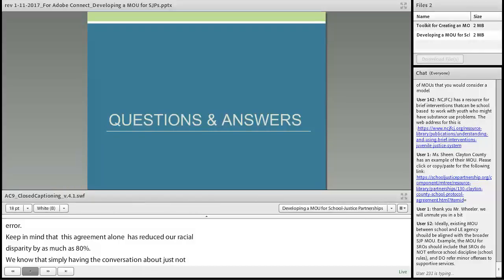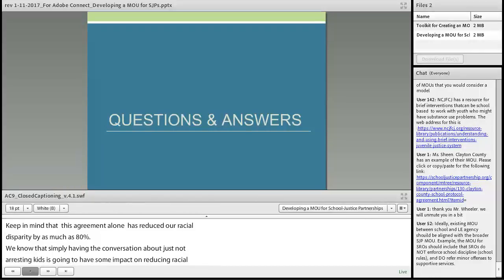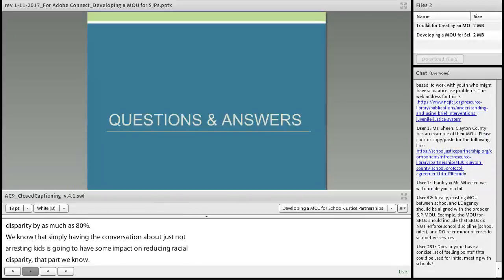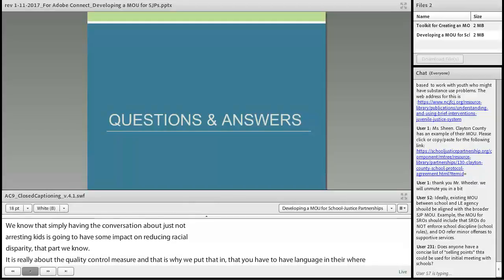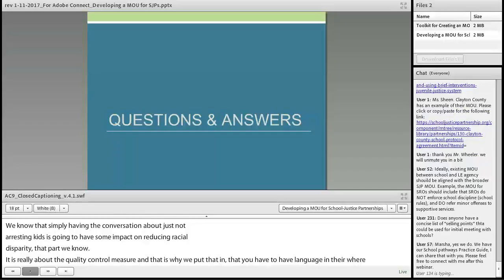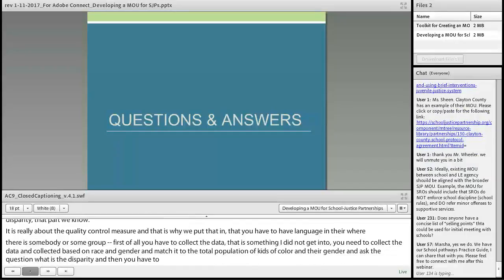It's really about the quality control measure, and that's why we put it in, that you have to have language in there where there is somebody or some group that, first of all, collects the data. It's something I didn't get into, but when you look at the quality control, notice there's a place you've got to collect the data. You need to collect it based on race and gender. You need to match that to the total population of kids of color and their gender, and ask the question, what is the disparity? And then you have to have your benchmark, the year before you implemented this. And then you have to develop this quality control that is looking at this data.